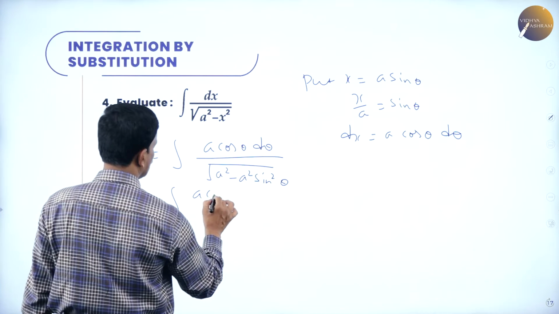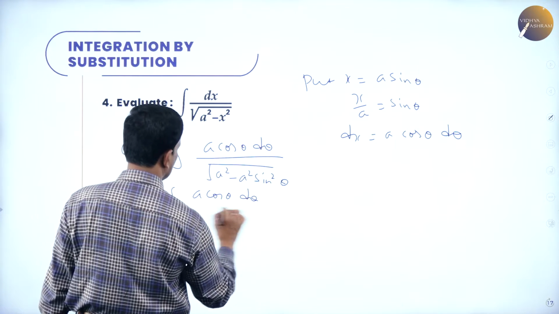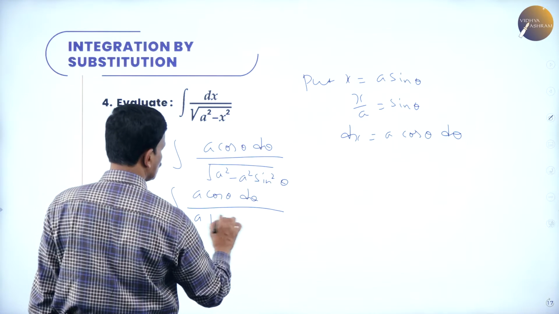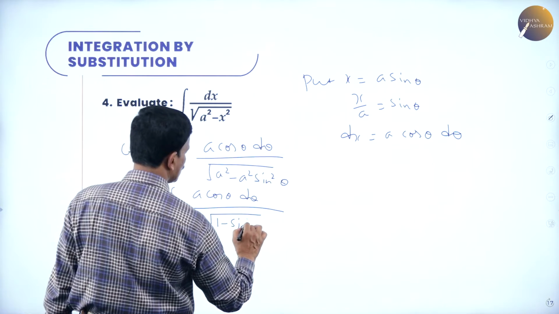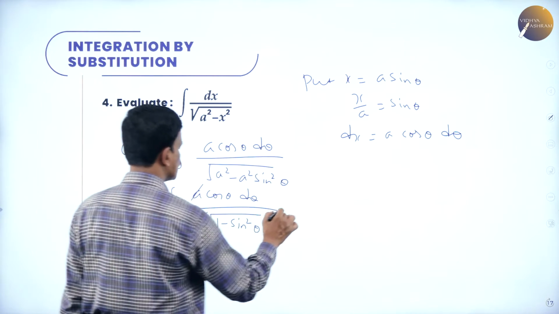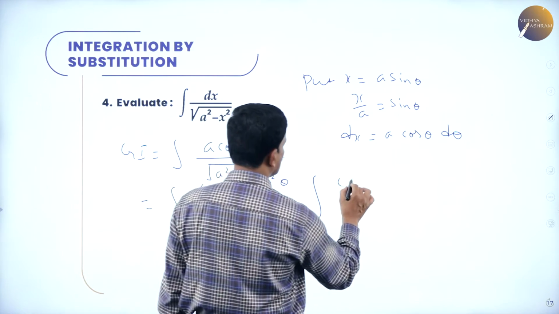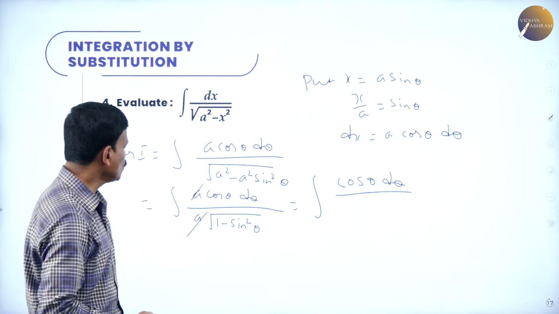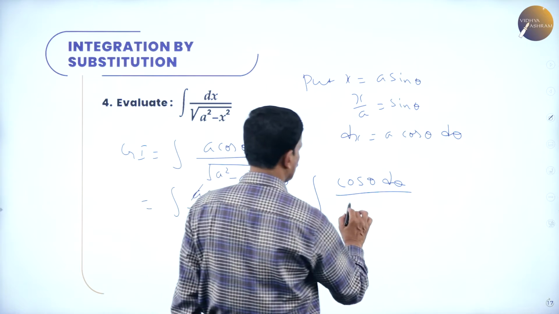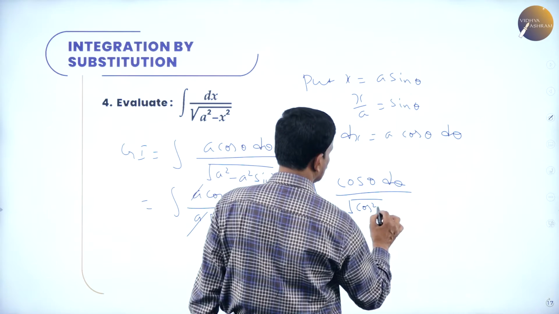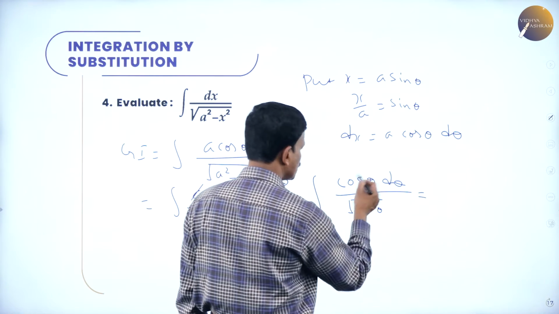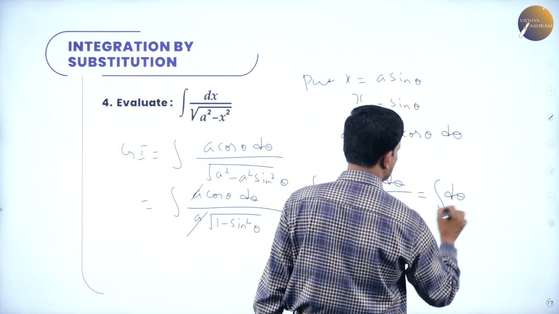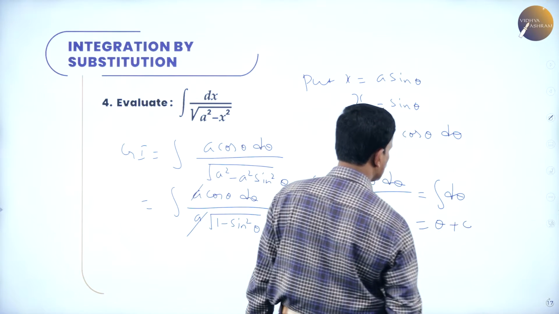So this is cos theta d theta by root of a square into 1 minus sine square theta. A and a get cancelled. This is equal to cos theta d theta divided by root of 1 minus sine square, which is cos square theta, right? The square root gets cancelled, cos and cos get cancelled. This is equal to d theta. Integration of d theta is theta.